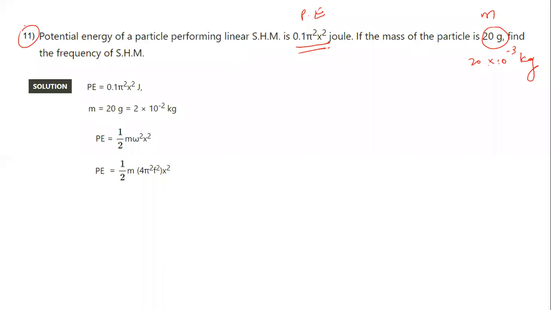So potential energy is given by formula 1 by 2 m omega square x square. Now here omega we can write: omega is 2 pi into frequency, 2 pi f. So omega square is 4 pi square f square. Now potential energy is given in term of x. So when we substitute potential energy, then x square gets cancelled from both the sides, and you have to solve this equation for frequency.